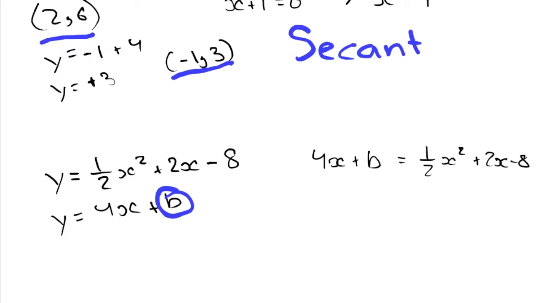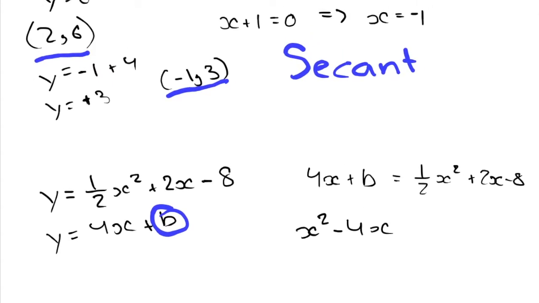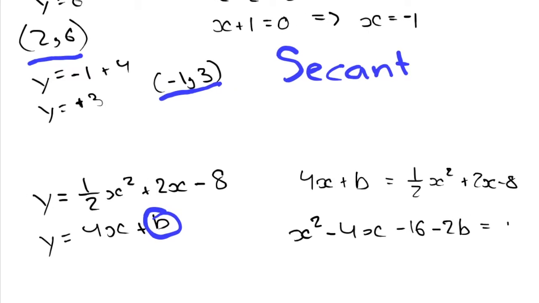And after we do that, I'm not going to show you all the steps. I'm just going to go straight to it. You get x squared minus 4x minus 16 minus 2b is equal to 0.